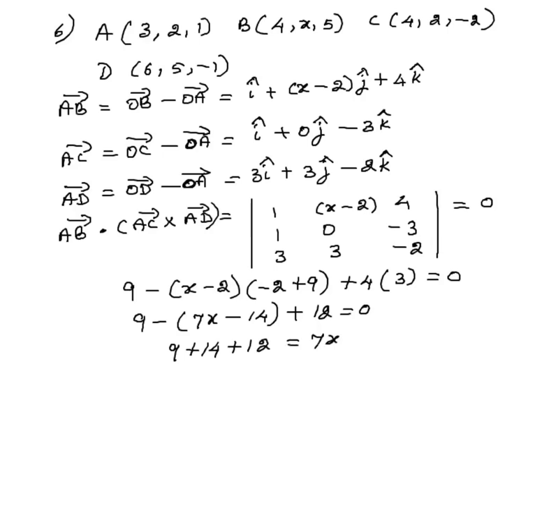Therefore, x is 26 plus 9, this total is 35. 7x is equal to 35. Therefore, x is 35 divided by 7, 5. Answer is x is equal to 5.